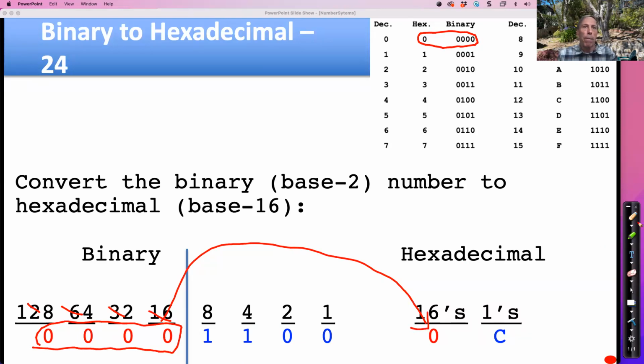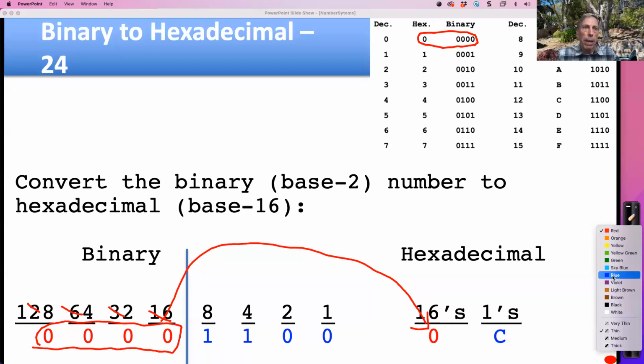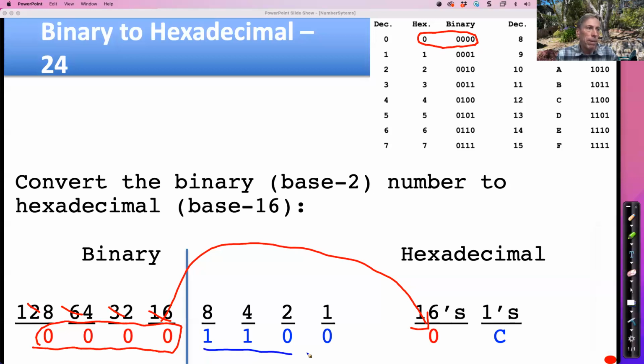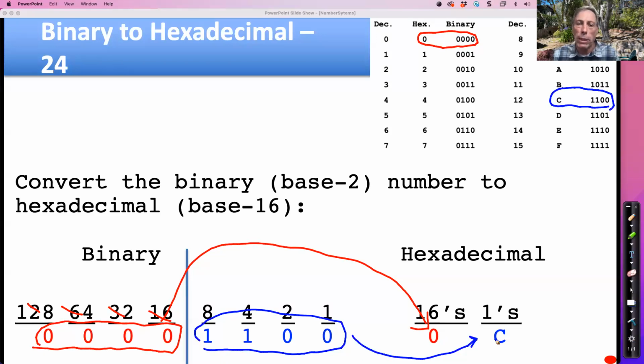Okay. Now, what I'm going to do for this next one is just take these next 4 bits and find its equivalent in hex. And that's a C. So if you're looking at something on the computer, again, don't worry about this, but we talk about this in my networking classes. We don't want to see 00001100. It's a lot easier if we just see 0C.